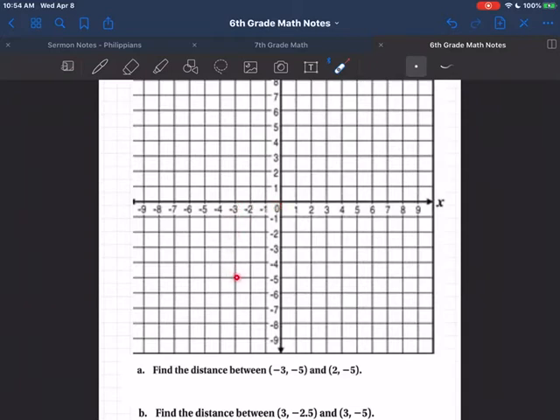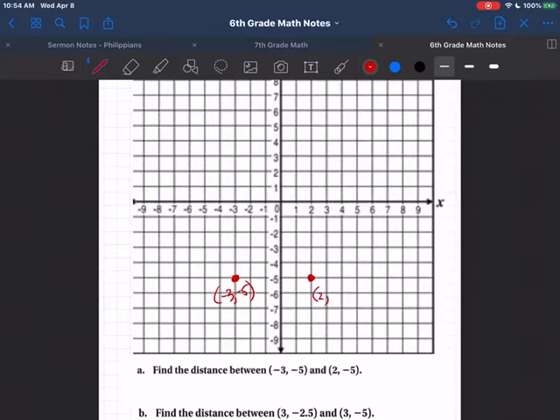That means -3, -5 goes right there. So let's stick with red. -3, -5 is right here. So we have -3, -5, and we have 2, -5. You'll notice that either the x or y coordinate on all these is going to be the same, so that it's a nice, easy distance to find.